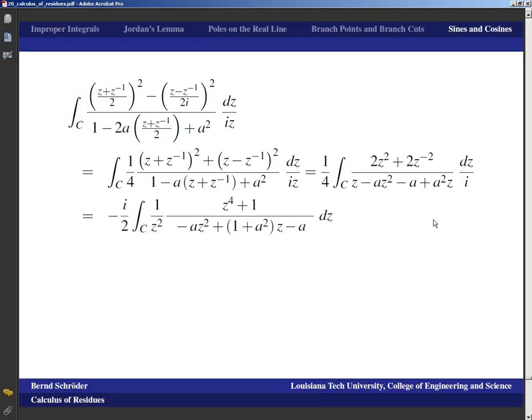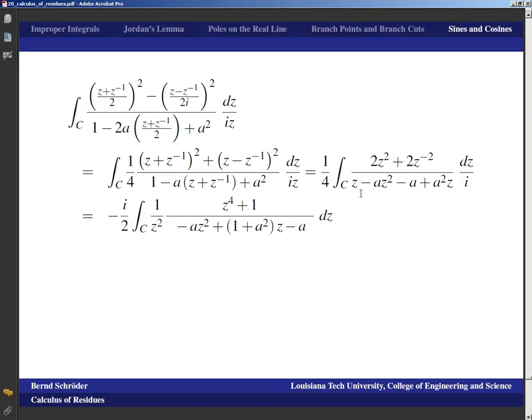Now let's see. The 2's come out, so the 1/4 becomes a 1/2. 1 over i is negative i, so I pulled that out too. I get negative i over 2. And then we multiply numerator and denominator with z squared, which gives us 1 over z squared here. And in the numerator, of course, I get z to the 4th plus 1, and that takes care of the last negative exponent in z.